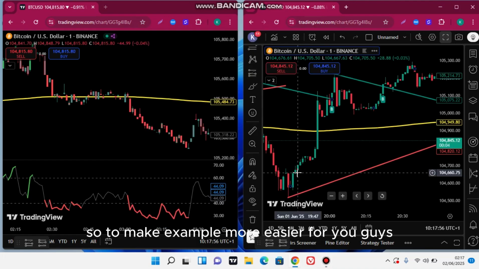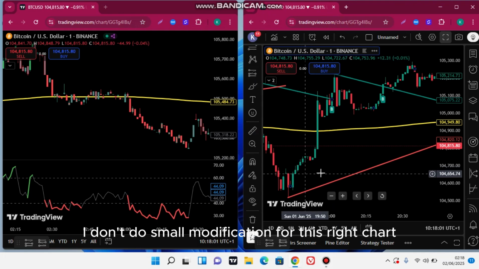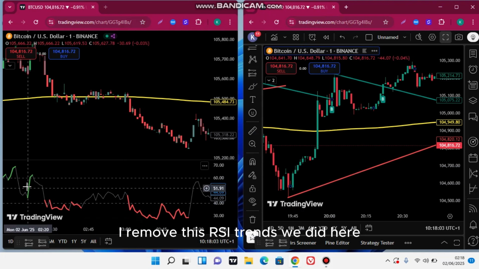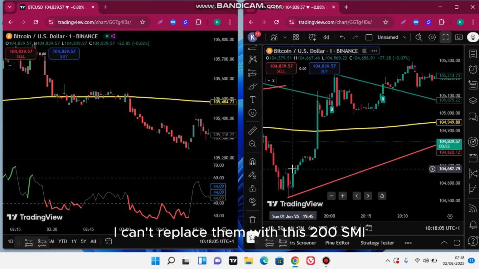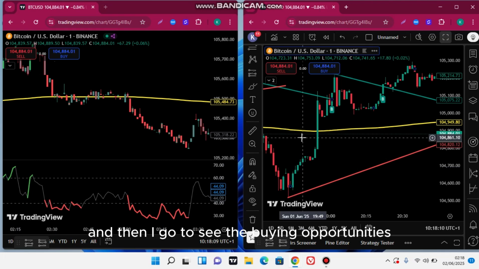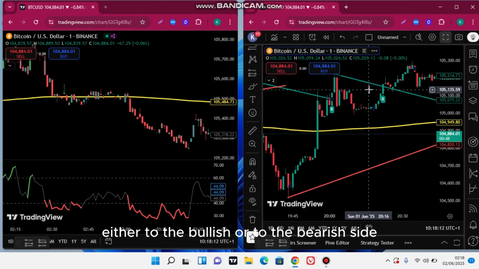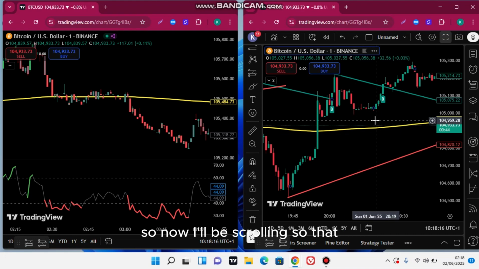So to make example more easier for you guys, I do small modification for this right chart. I remove this RSI trends with the here. I replace them with this 200 SMA, so that when I go to see the direction, and then I go to see the buying opportunities either to the bullish or to the bearish side. So now I'll be scrolling, so that then I'll be explaining how this indicator works.